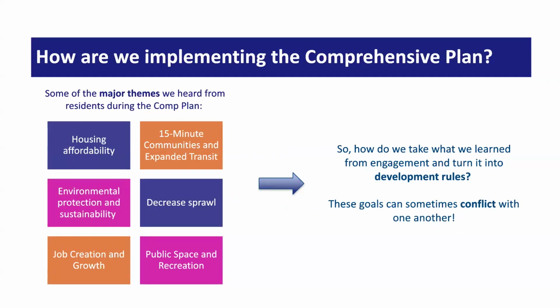This is probably not surprising. So these things are sometimes in line with each other, right? So decreasing sprawl is generally better for the environment and more environmental protection, right? The more dense something is, the more trees we can preserve. But often these things can be in conflict with one another.